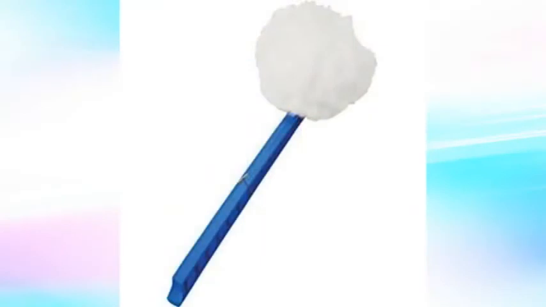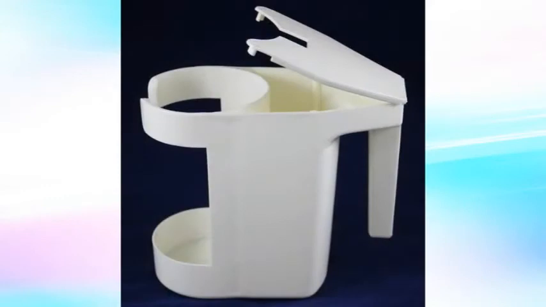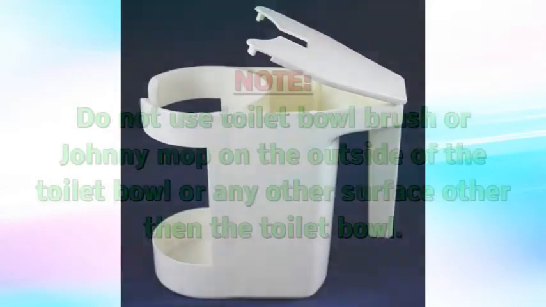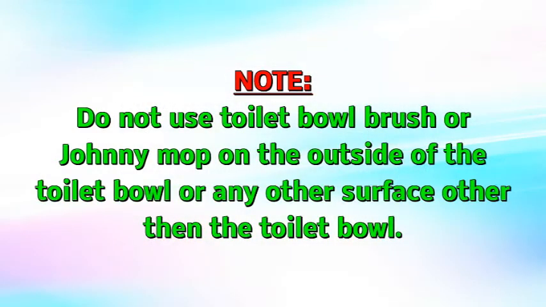When cleaning the inside of the toilet bowl, use a Johnny mop to clean the inside and then replace the Johnny mop in its carrier container. Note: do not use the toilet bowl brush or Johnny mop on the outside of the toilet bowl or any other surface other than the inside of the toilet bowl.